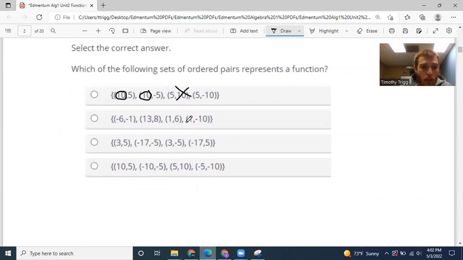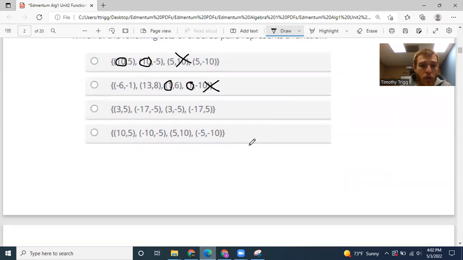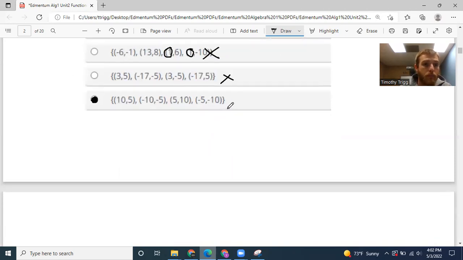This one's not a function because this 1 is repeating. Again, you shouldn't see the input repeating. No repeating inputs. This one's not a function, same reason. And this one, 10, -10, 5, -5. I don't see any repeats for inputs. So that one is definitely a function.